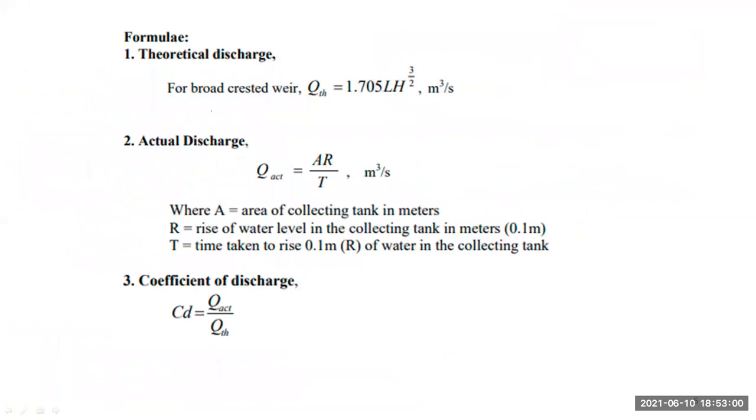Let us see the formulas used to find the coefficient of discharge. The coefficient of discharge is the ratio of actual discharge to theoretical discharge. First we calculate the actual discharge, and later the theoretical discharge. The actual discharge is calculated using the formula A R by T.